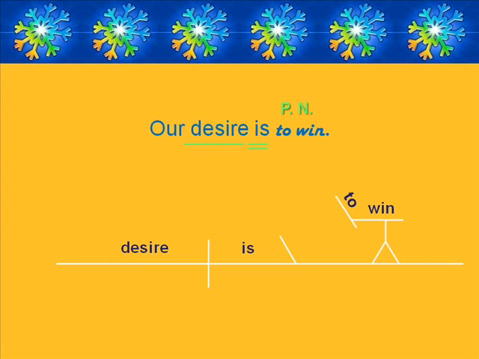Here's another example, this time where our infinitive is again a noun, serving this time as the predicate nominative. So it gets put in the place of the predicate nominative, but because it's an infinitive, it has to go up on the stilts.